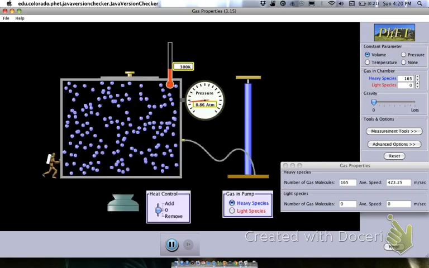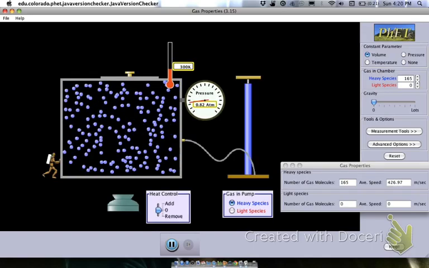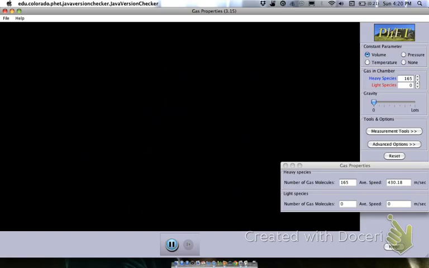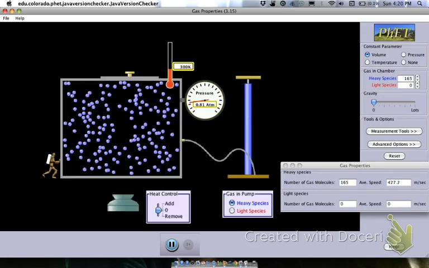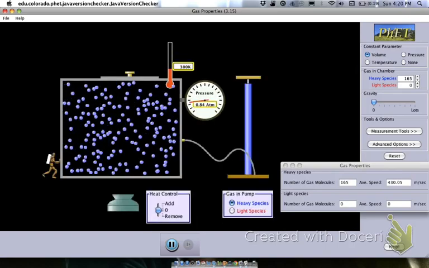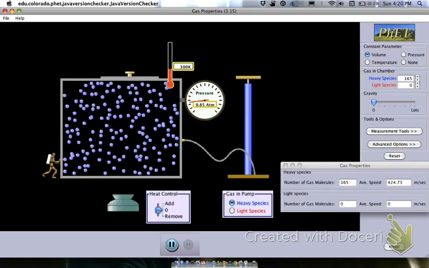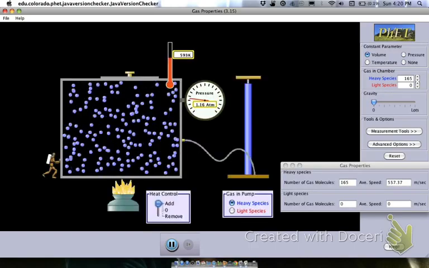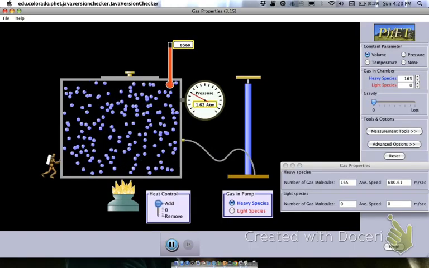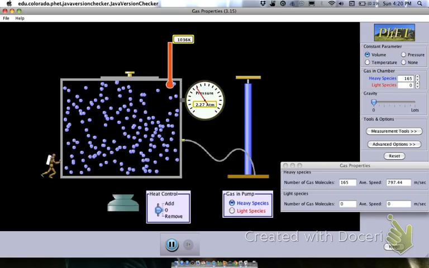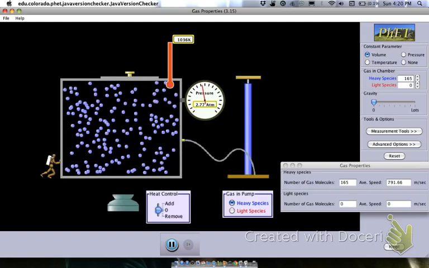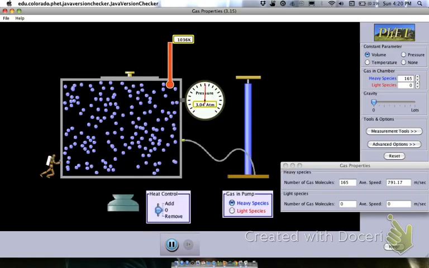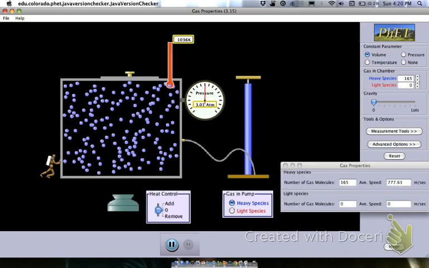So if you notice, the particles are moving in straight line motion. They're bouncing off of one another. They're bouncing off of the container as well. And I want you to take a look at the average speed of the gas particles as I add some heat in. So I'm adding some heat. The temperature is going up above 600 Kelvin. The speed's around 800 meters per second. Right now we're at 1000 Kelvin, and so we've increased the speed when the temperature increases.